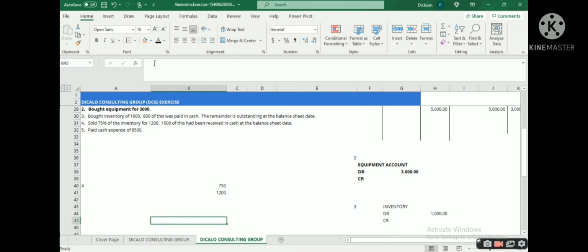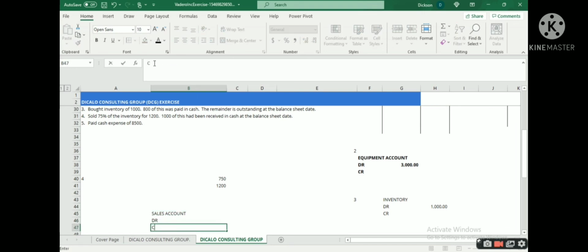So since we have made sales, it means that in this transaction number 4, first of all, since we have made sales of goods, we are going to create what we call a sales account. Sales account, in the T form. We are going to have a debit side as well as a credit side. Now they are saying that 1,000 was received in cash, which means that 200 was on credit.